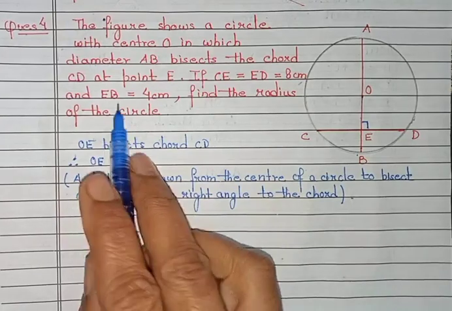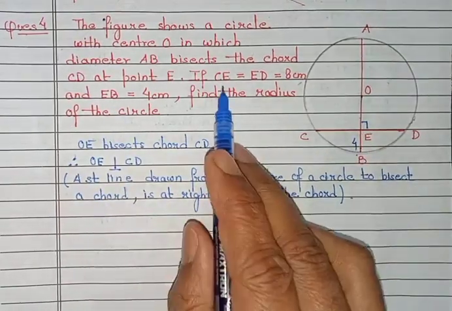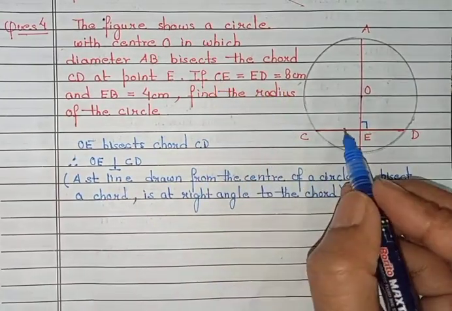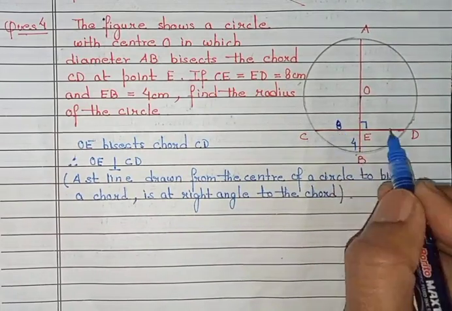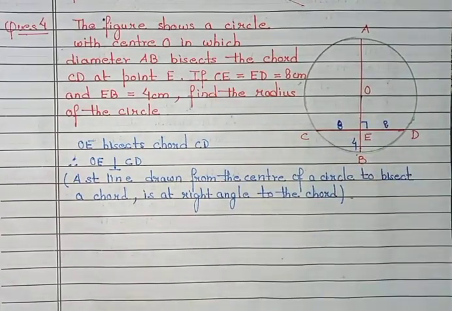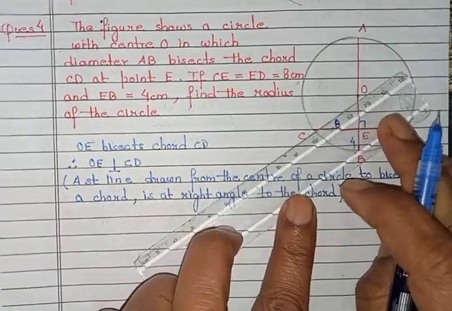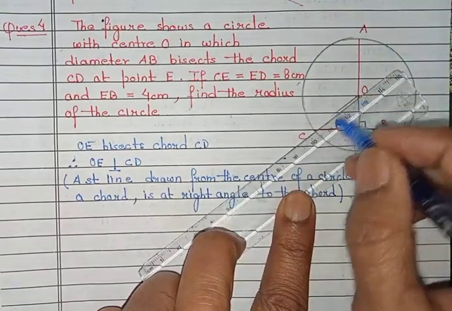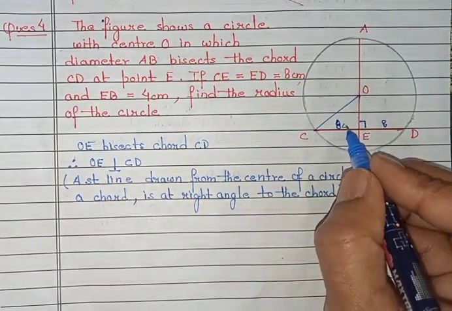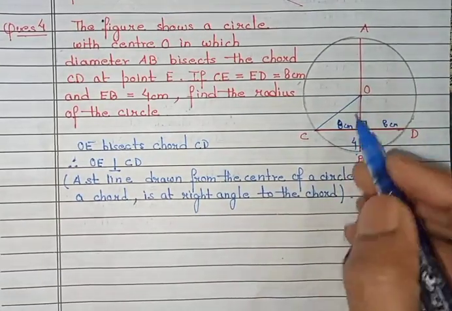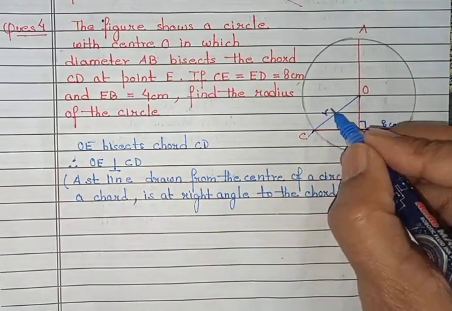Okay, now EB is given as 4. This portion EB is 4. CE is equal to ED. This is 8. This is also 8. Now we will join OC to get a right angle triangle. Let's join OC to get a right angle triangle OEC. Now you can see OC is the radius, and the question says you have to find the radius.